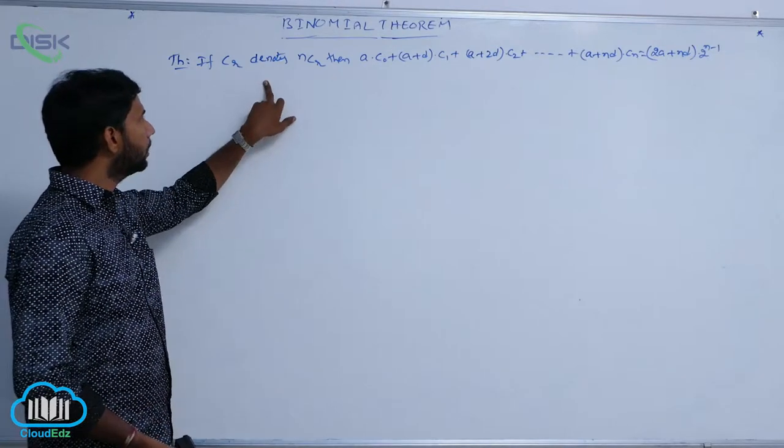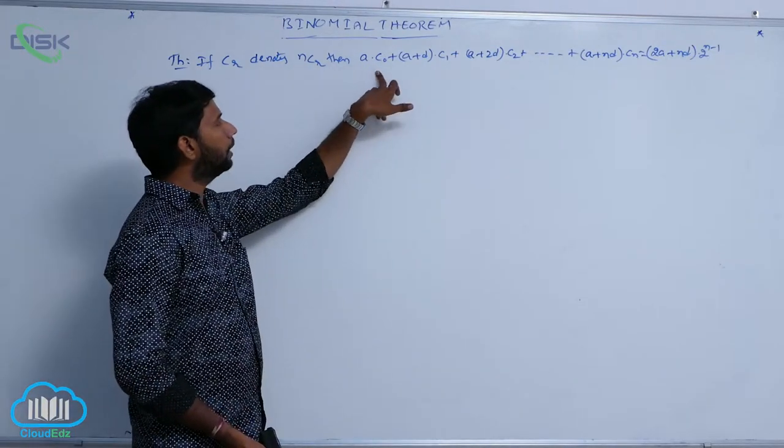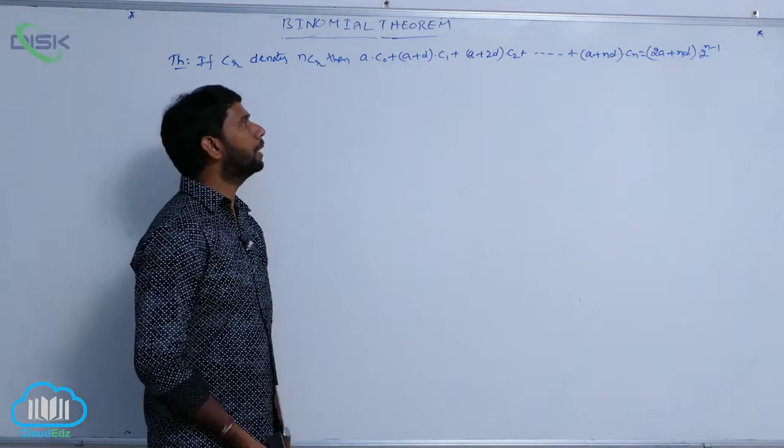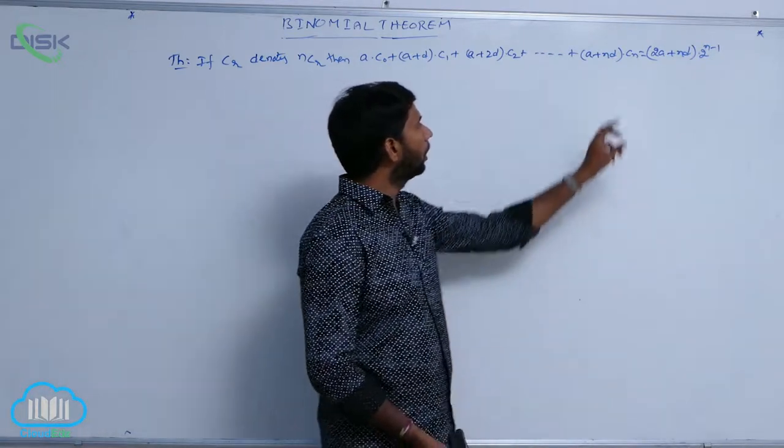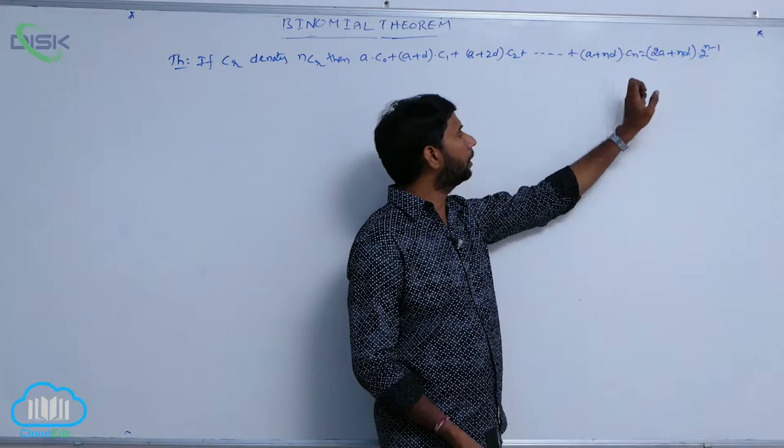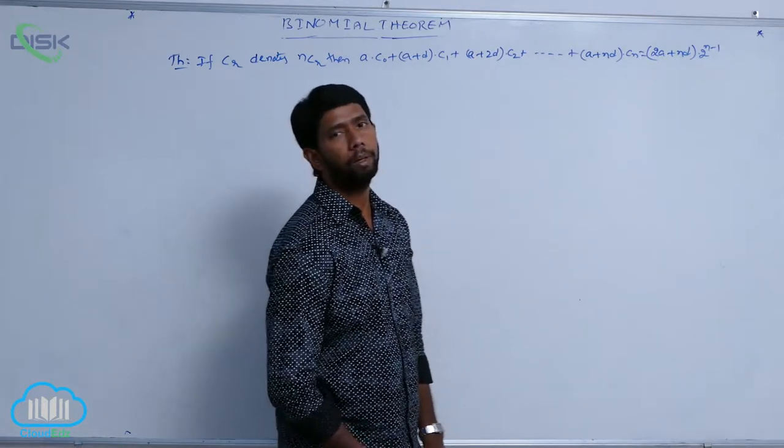If Cr denotes nCr, then a into C0 plus (a plus d) into C1 plus (a plus 2d) into C2 and so on, (a plus nd) into Cn is equal to (2a plus nd) into 2 power n minus 1.